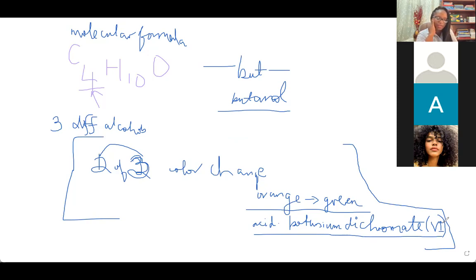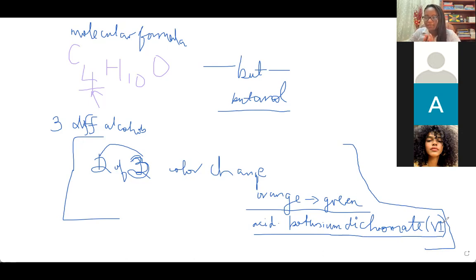When the alcohol is oxidized, what happens as a result of the oxidation of alcohols? When you oxidize an alcohol, what happens? The potassium dichromate will act as an oxidizing agent. An oxidizing agent oxidizes things while it itself is reduced, right? So as a result of the reduction of that acidified dichromate ion, we see that color change from orange to green.